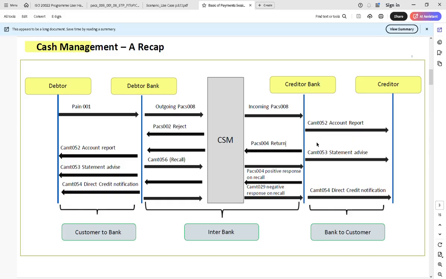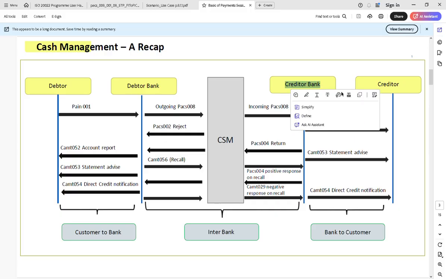At that time, if the payment is settled, then only we have to initiate a payment message from the debtor from his application, which is called CAMT 55. This message is not mentioned here, CAMT 55. That CAMT 55 message will be converted by the debtor bank into a CAMT 56 message, which is called a cancellation message or recall message. That message is sent from your CSM to your creditor bank.